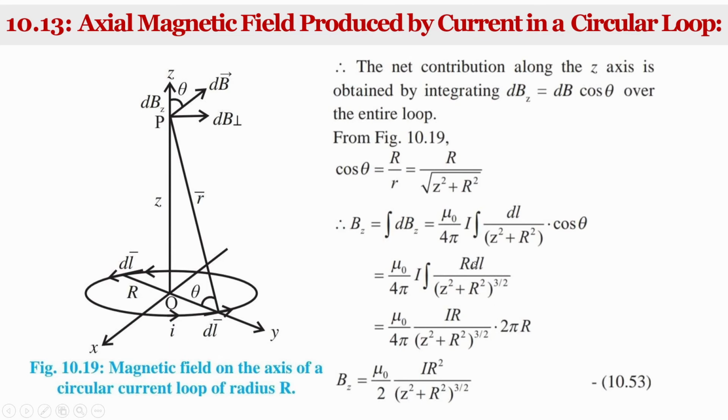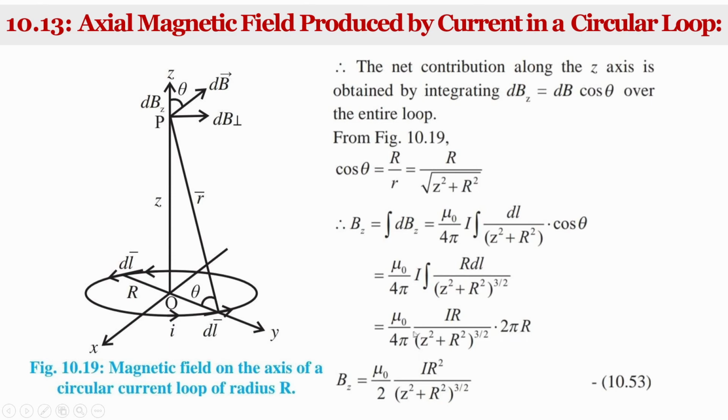And when we consider the length dl, the integration of dl, where dl is the length of the element, when we take its integration, we get the total length of the loop of wire. The total length of the loop of wire is the circumference of the circle, in the form of 2 pi r. So the integration of dl is replaced by 2 pi r.